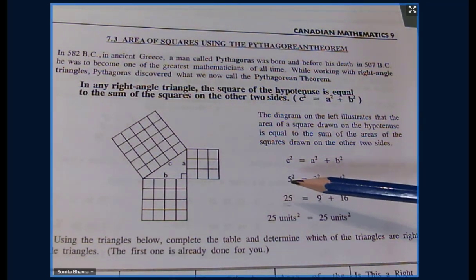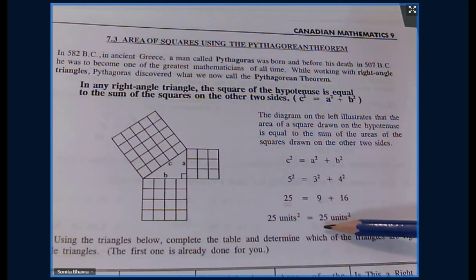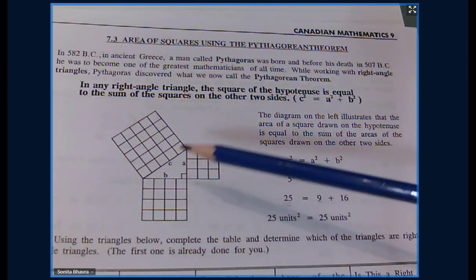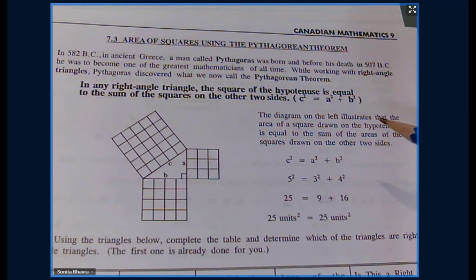All right, so 5 squared, which is 5 times 5, gives us 25. 3 squared is equal to 9, and 4 squared is equal to 16. So when we add 9 plus 16 together, we have 25 units squared, and the left side is also 25 units squared. So therefore, this proves that this triangle is a right-angled triangle.